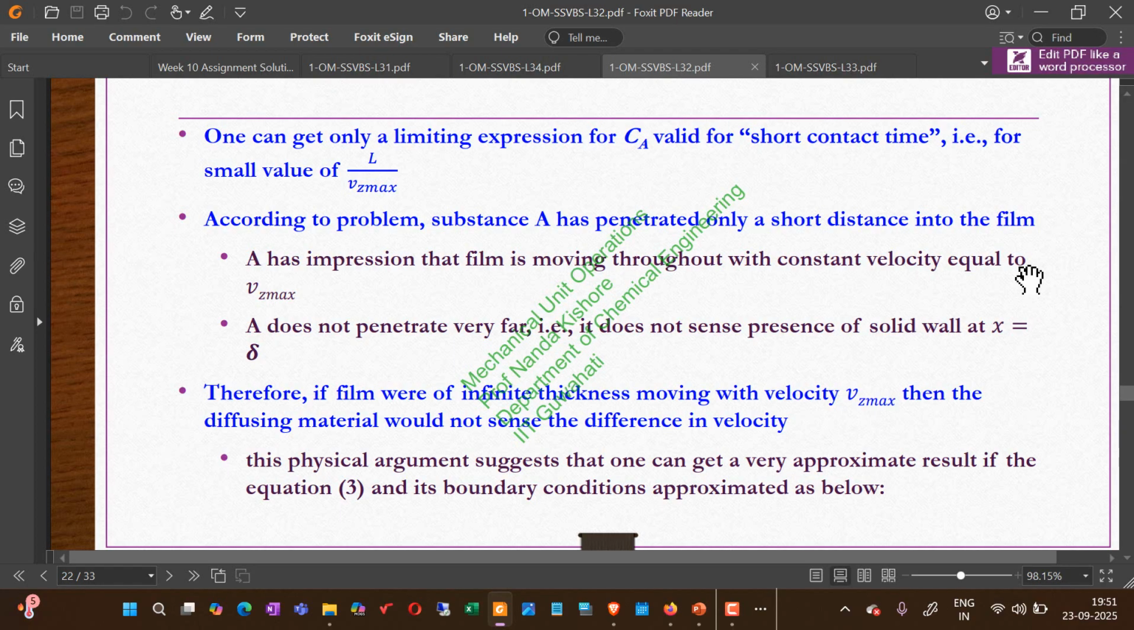According to the problem, substance A has penetrated only a short distance into the film. So A has the impression that the film is moving throughout with constant velocity equal to Vz max. A does not penetrate very far, i.e., it does not sense the presence of the solid wall. Therefore, if the film were of infinite thickness moving with the velocity Vz max, then the diffusing material would not sense the difference in the velocity. Okay.